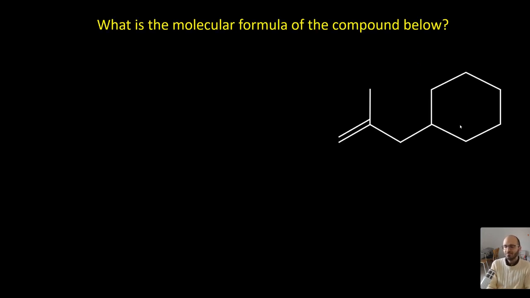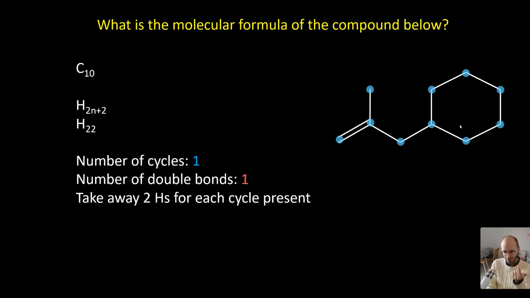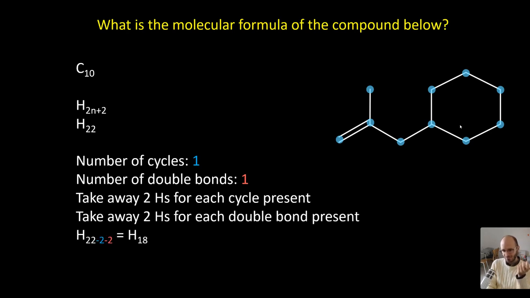And another one. There you go. So 10 carbons, potentially 22 hydrogens, one cycle, one double bond. So take away 2 hydrogens for each of them, and that gives you C10H18.